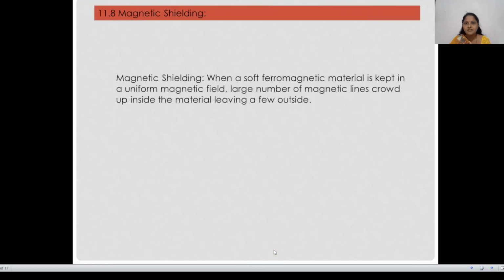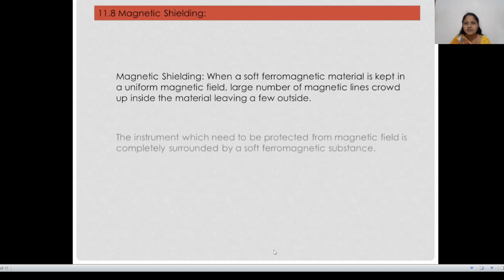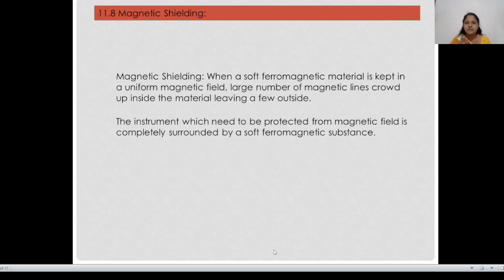Firstly, discuss the magnetic shielding. When a soft ferromagnetic material is kept in a uniform magnetic field, a larger number of magnetic lines crowd up inside the material, leaving few on the opposite sides. The instruments which need to be protected from the magnetic field are completely surrounded by a soft ferromagnetic substance.